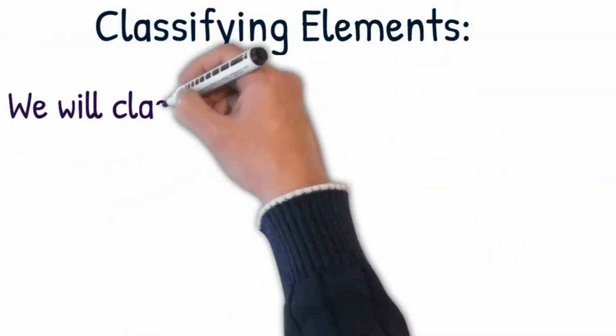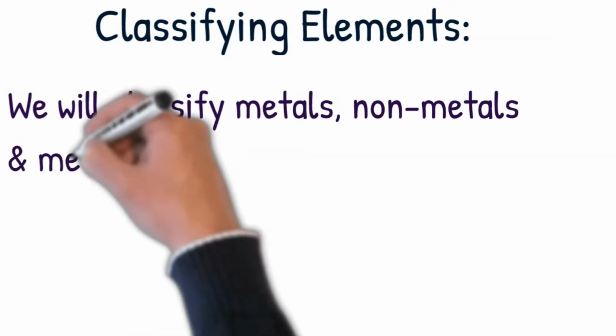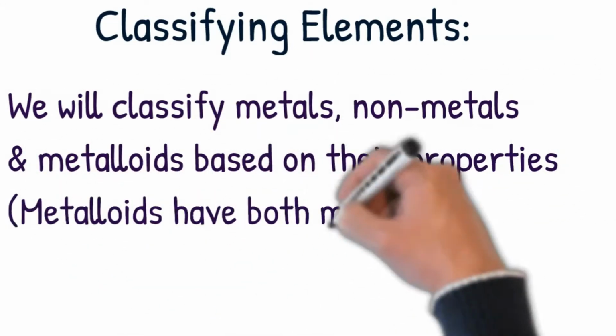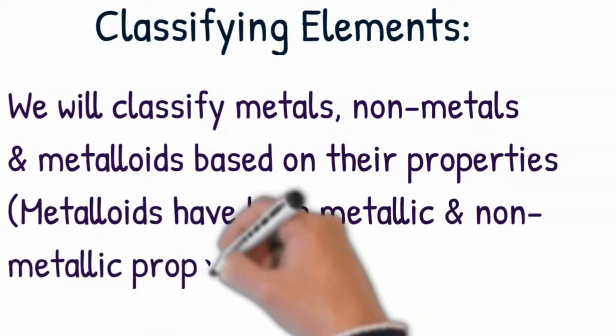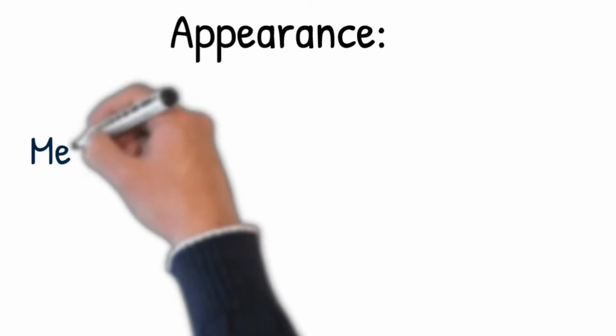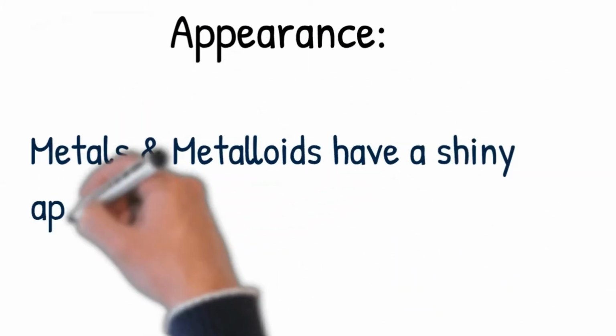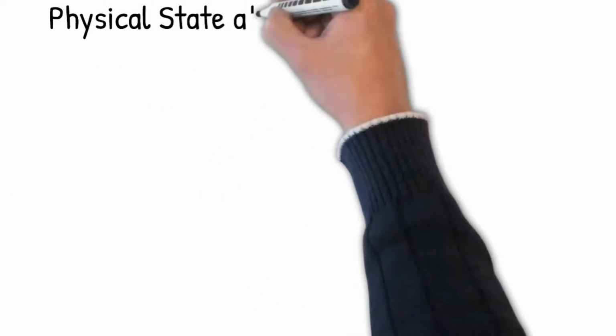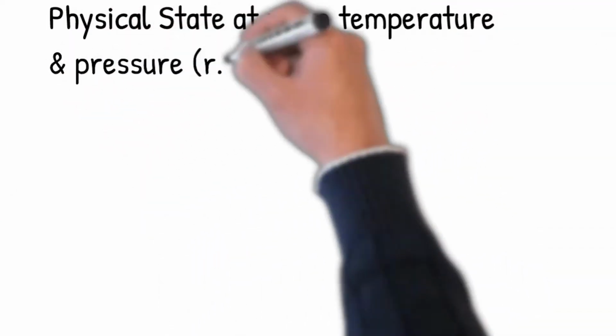Classifying elements. We will classify metals, nonmetals, and metalloids based on their properties. Metalloids have both metallic and non-metallic properties. For example, silicon. Appearance: metals and metalloids have a shiny appearance, but non-metals are dull. Physical state at room temperature and pressure, r.t.p.